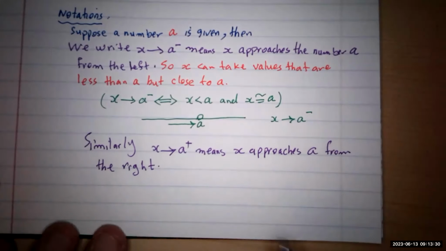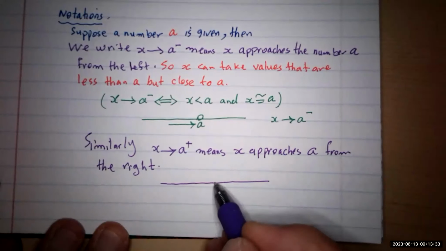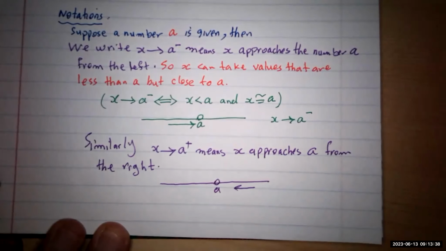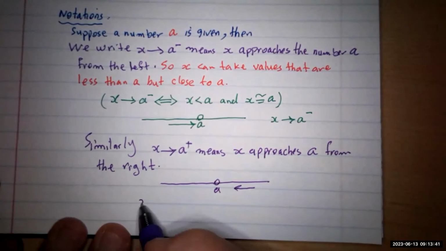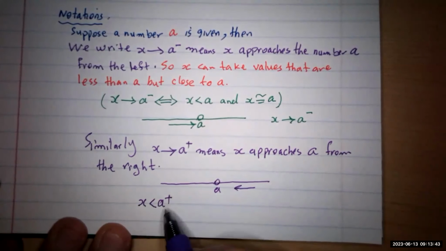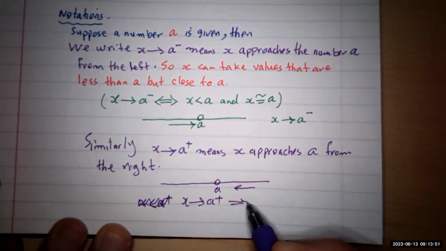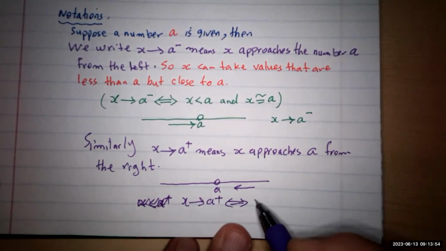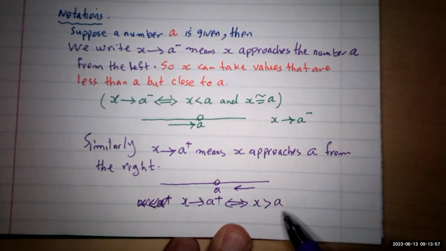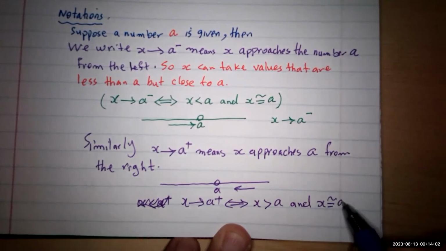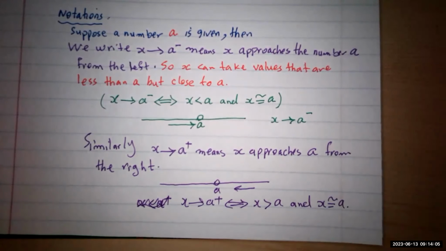Okay, so that's it. Again, this is A. We don't care about the A, but coming towards the A from this direction. If we write X less than A positive, sorry, we are going to write X goes to A positive. As soon as you see it, you conclude that this holds if and only if X is greater than A, bigger than A, and X is almost A. So for the estimation from the right, we write X goes to A positive.